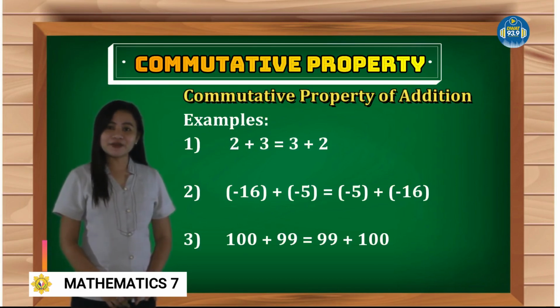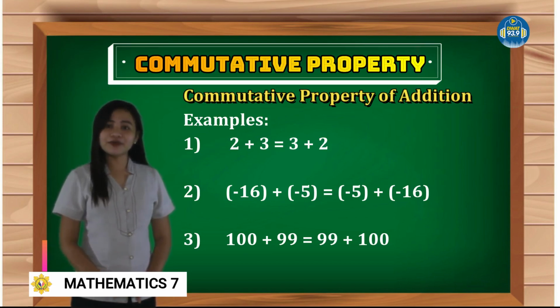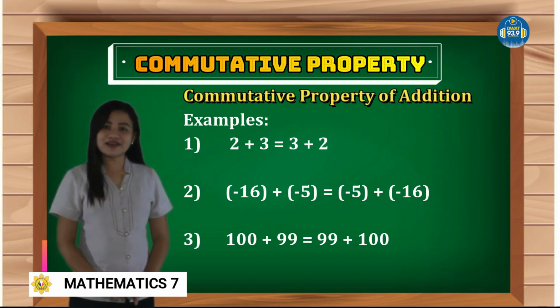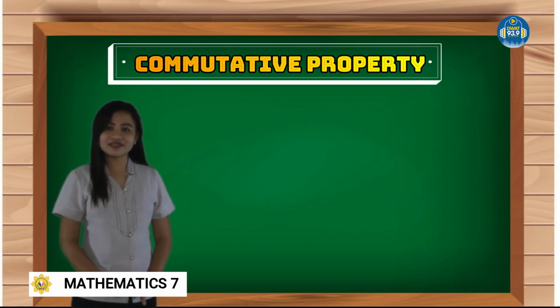Under commutative property of addition, let's have number 1. 2 plus 3 is equal to 3 plus 2. Next, number 2. Negative 16 plus negative 5 is equal to negative 5 plus negative 16. And for number 3, 100 plus 99 is equal to 99 plus 100. Notice that even if you change the order of the addends, we still get the same result.